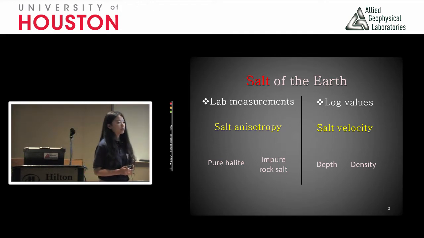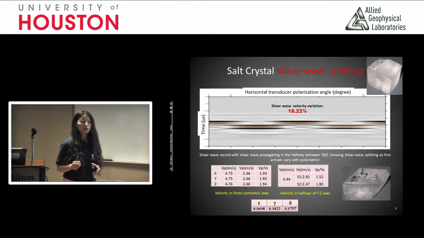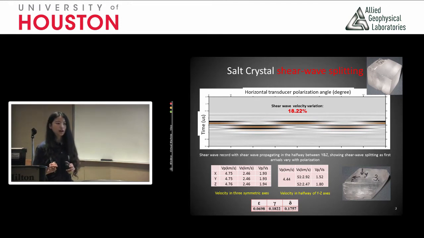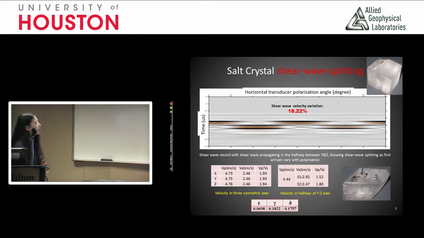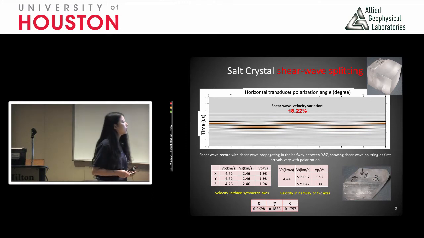The most beautiful results come from our pure halite. Basically, the pure halite belongs to the cubic symmetry anisotropy class. Our measurements are consistent with the theory that it shows a constant velocity of P and shear waves in three symmetry axes, and it shows shear wave splitting in other directions. The first arrivals of shear wave splitting we're showing here are for a shear wave propagating halfway between two symmetry axes.